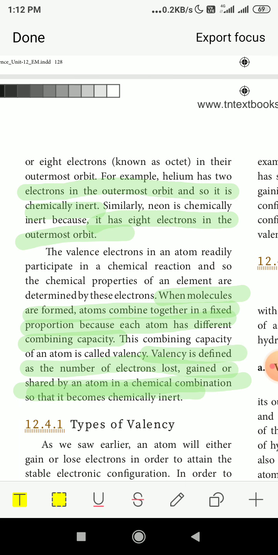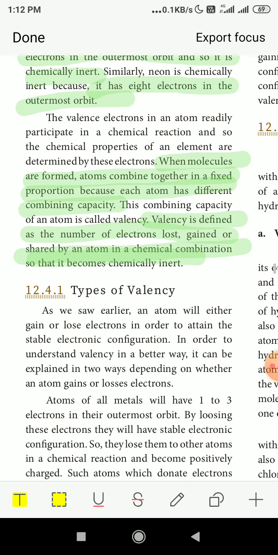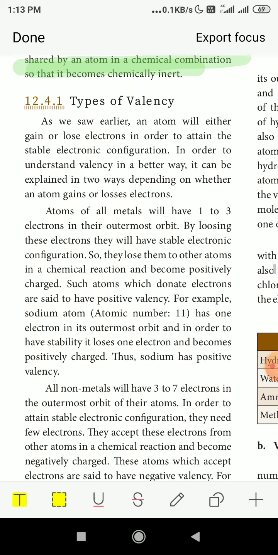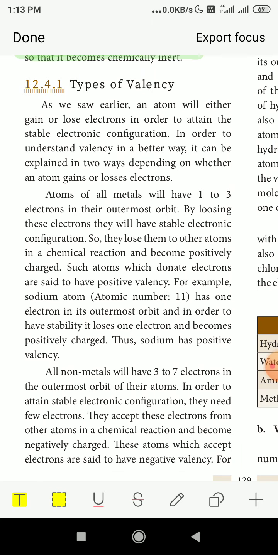Then, types of valency. There are different types of valencies. In order to understand valency in a better way, it can be explained in two ways, depending on whether an atom gains or loses electrons. We said valency means gaining or losing of electrons.